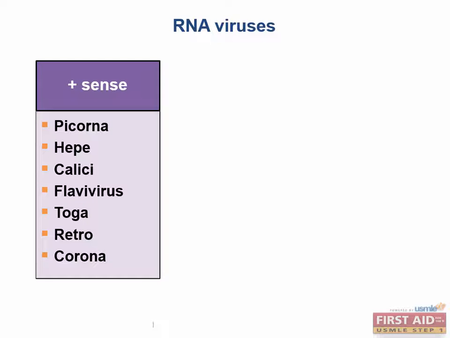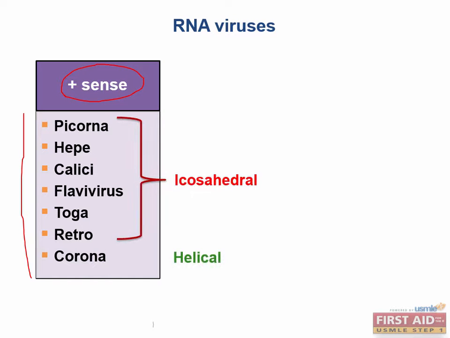Here's the list of the positive sense or positive stranded RNA viruses. The First Aid text nicely lists out most of the important information on these viruses. I'm going to avoid regurgitating the table here, and instead I want to focus on the similarities and differences between these viruses. Importantly, all of these viruses are icosahedral in shape, except for the coronavirus, which is helical in shape.